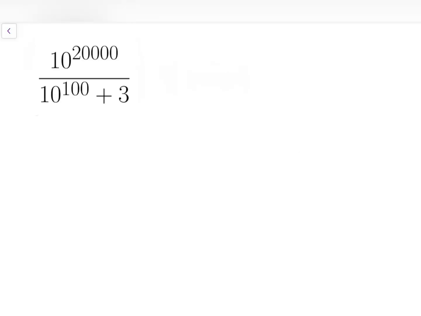My first step would be to try to reduce the size of the numerator, observing that it's a really large number. In fact, it is the 200th power of the power of 10 at the bottom, 10 to the power 100.